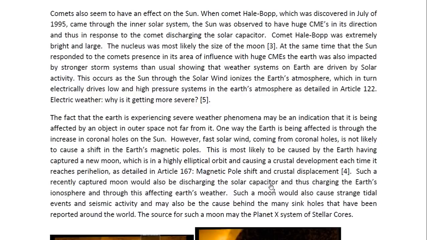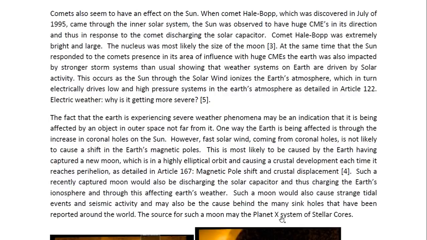a highly elliptical orbit and causing a crustal displacement. Sorry, I wrote development there. Each time it reaches perihelion, and this is detailed in article 167, as I mentioned before, a magnetic pole shift and crustal displacement.